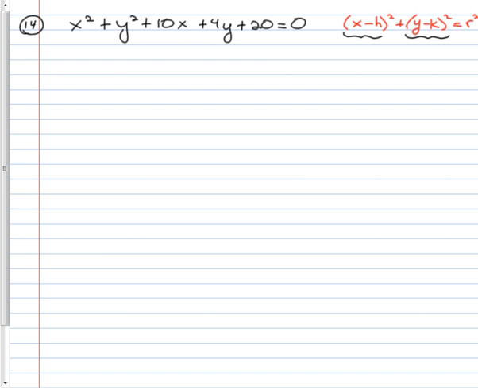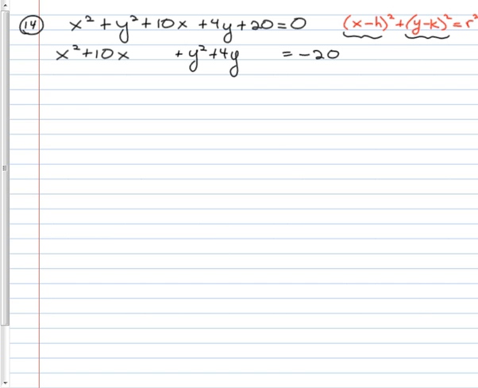So we'll rearrange it with my x terms, x squared plus 10x. I'm going to leave some room to complete the square. Plus y squared plus 4y. Going to leave some room to complete the square. Equals, I'm going to subtract my 20 to move it over to the other side. So right now, it's just rearranging, getting my x terms together, y terms together, move the constant, move that number over to the other side.